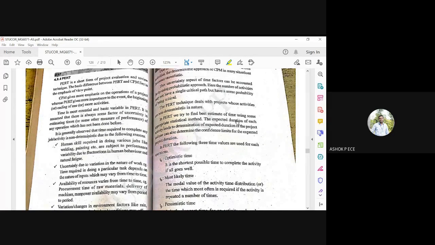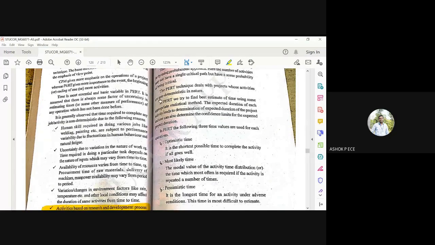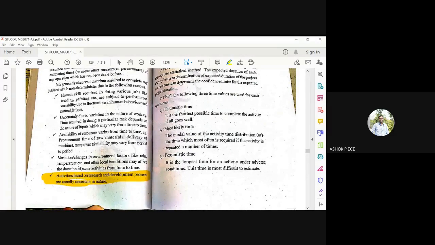The project evaluation and review technique deals with projects whose activities are non-deterministic. Deterministic means you can initially measure, count, or allocate a particular time for completion. But if it is non-deterministic, it means completely random. So we will try to find an estimate of time using some statistical method. We'll predict the time required for completion of the activity by using a probability method. You will predict the expected duration of the project. You cannot exactly say what the time taken is, but you can definitely predict the duration of the project, and you can see whether what you predicted and what has happened is correct or there is some deviation.